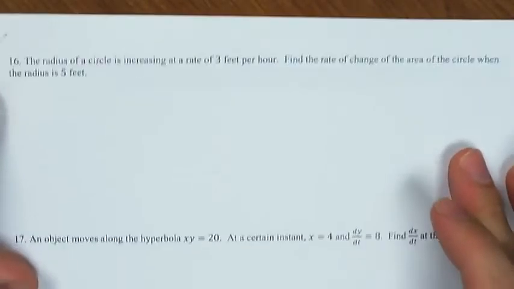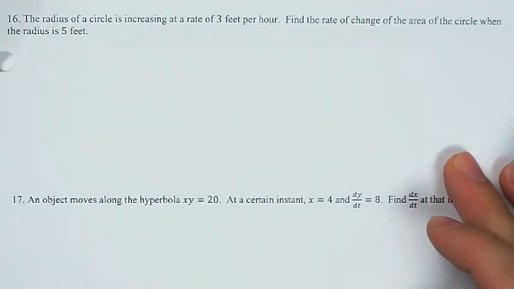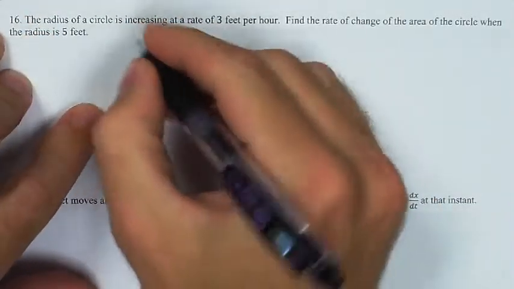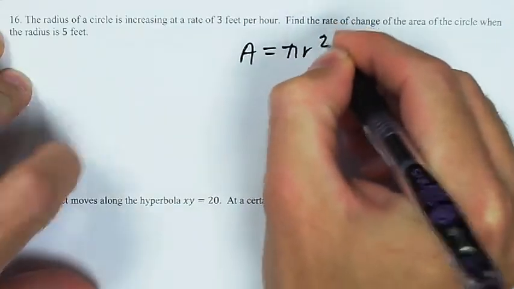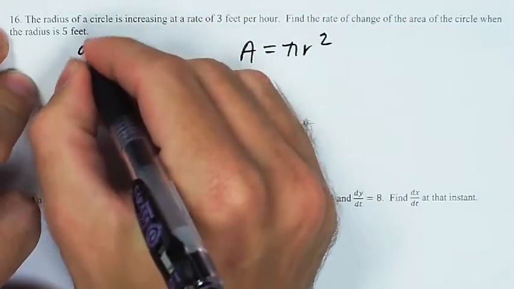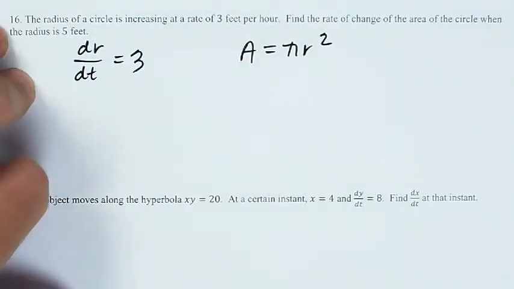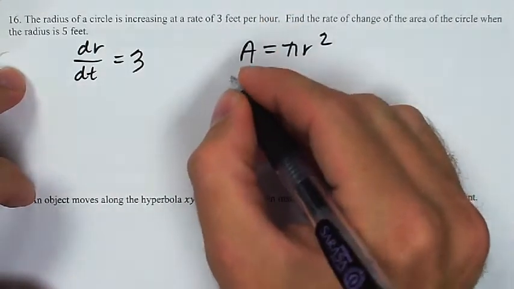Moving on. The radius of a circle is increasing at a rate of 3 feet per hour. Find the rate of change of the area of the circle when the radius is 5 feet. Okay, so the area of the circle is pi times radius squared. The given information is the radius is increasing at a rate of 3, so dr/dt is 3. And let's see, find the rate of change of the area. So I'm going to take the derivative of area.